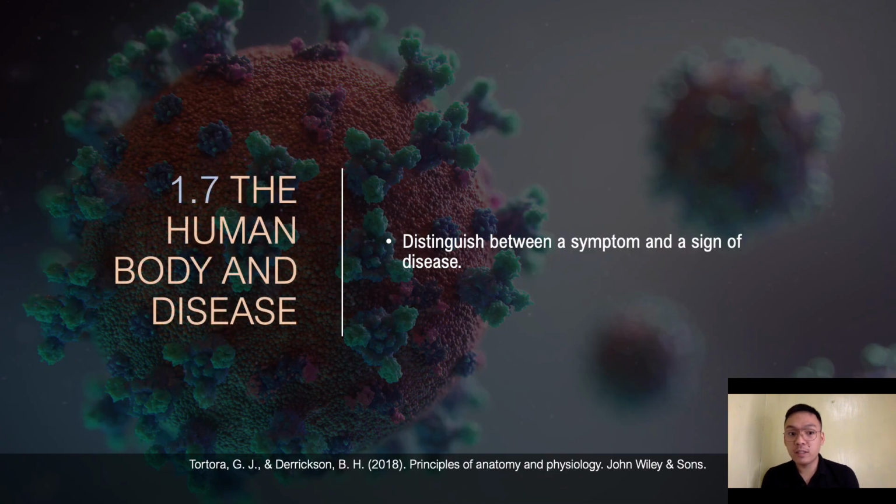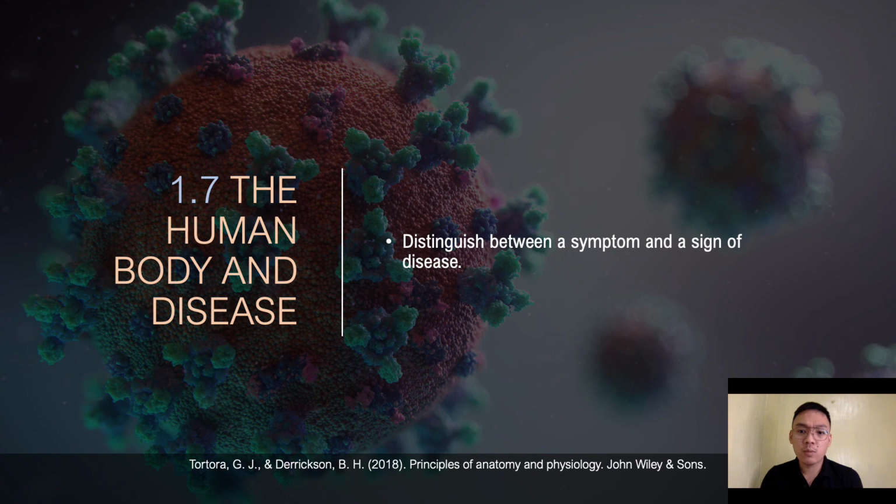Now we're moving ahead with the human body and diseases. It is very relevant nowadays with the emergence of the coronavirus, COVID-19, and its variants from Alpha to Lambda. The photo in your background shows a coronavirus infecting a cell. Now we will distinguish between a symptom and a sign of disease, and this is very useful in learning anatomy.